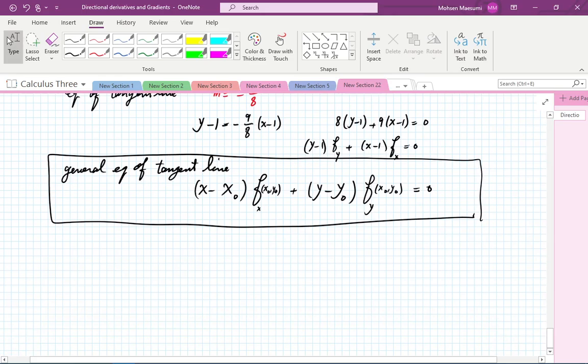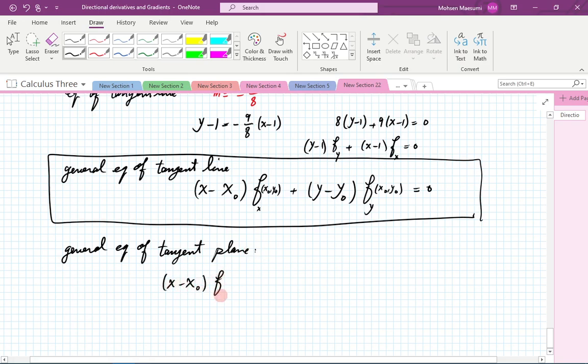Now, if we were in a higher dimension, then instead of a curve, there will be a surface, and that surface is going to have a tangent plane. Your function is going to have x, y, and z's in it, and the format is the same. So let's write it here. General equation of tangent plane goes as x minus x0 times f with respect to x at (x0, y0, z0). We're going to write a lot of these things. Y minus y0 times f with respect to y of (x0, y0, z0). And then finally z minus z0 times f with respect to z of the same thing. So the equation of tangent plane is very clean.